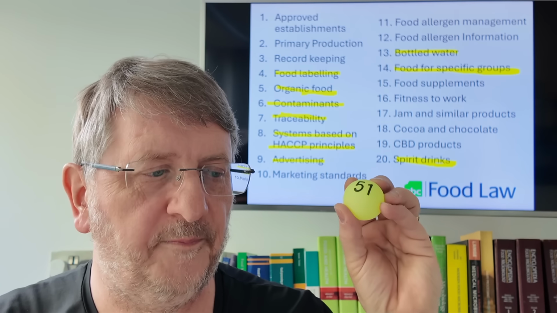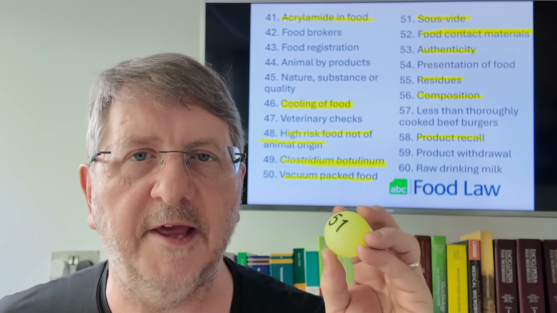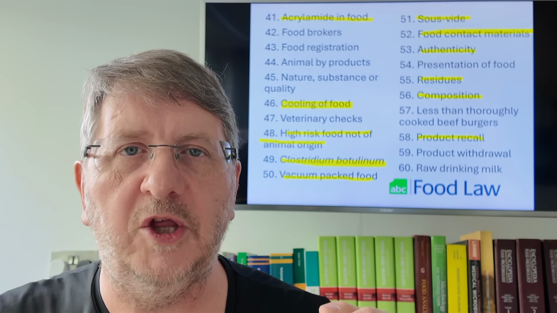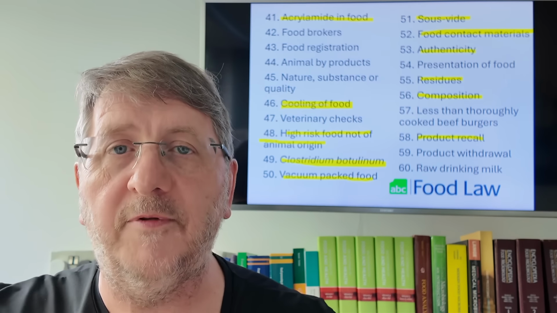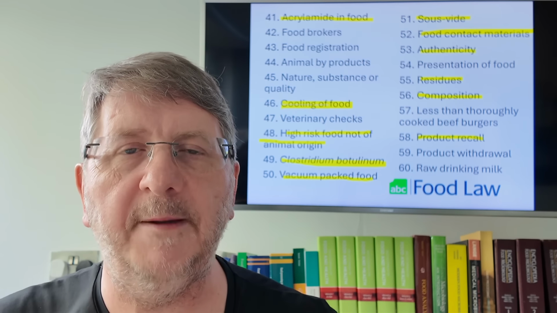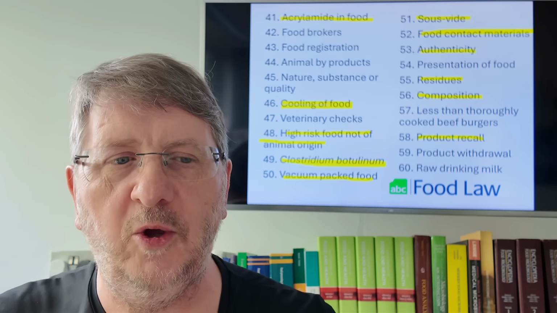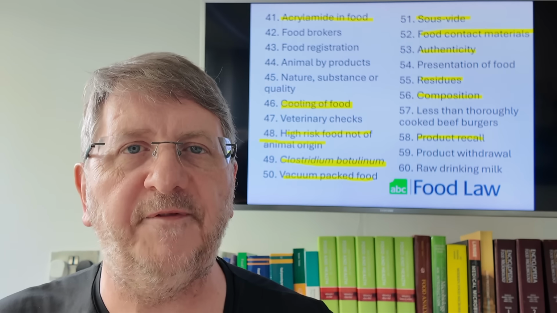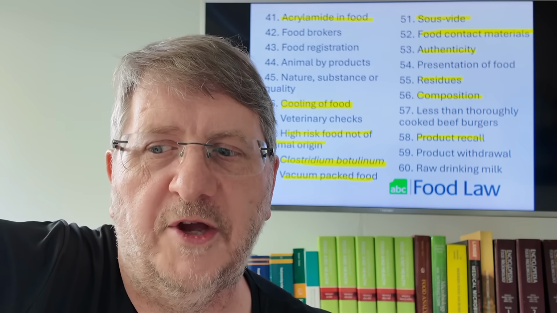Number 51 is sous vide. Sous vide is a minimally processed food. Basically, what you would do typically with sous vide products is you would get a food like maybe a steak, put it into a plastic pouch, seal it, vac pack it, so take the air out, seal it, and then cook it at lower temperatures, typically in a water bath. By doing that, you can retain the texture of the meat. So you cook it at lower temperatures for longer periods of time. Clearly, there are food safety management issues there, and therefore it's a food hygiene category.